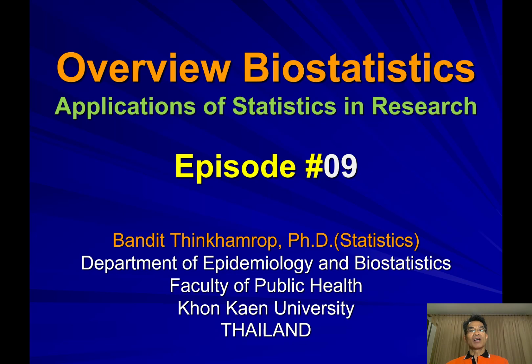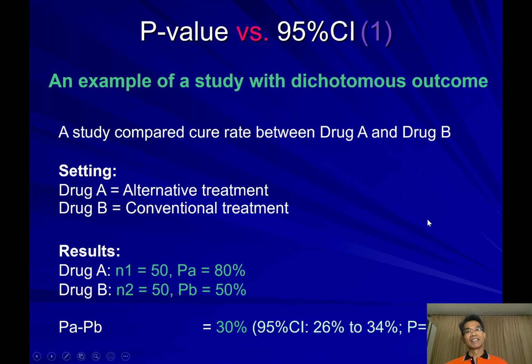Episode 9 of Overview Biostatistics will consider the p-value and the confidence interval simultaneously using another example. So let's make the sample like a study with the dichotomous outcome, cured or not cured, comparing the cure rate between drug A and drug B.